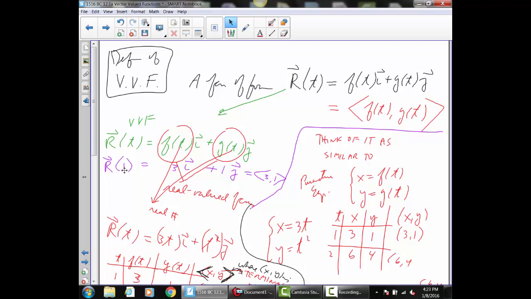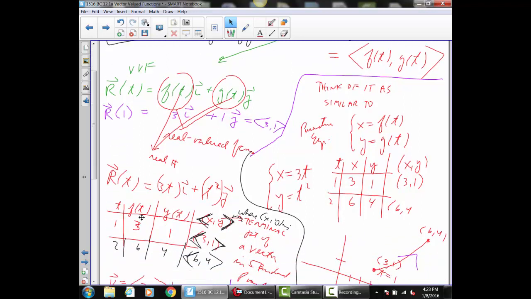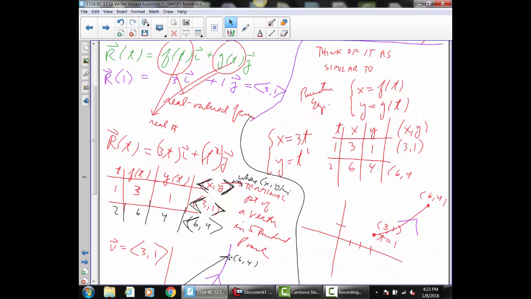So for example, you could figure out r of 1 by simply replacing the t by 1. You'd get f of t would be 3 times 1, g of t would be 1 squared, so that would give you in component form the vector 3, 1. If you plugged in t equals 2, you'd get the vector 6, 4. Now, this is going to be the terminal point, of course. The point 3, 1 is the terminal point of the vector 3, 1, and the point 6, 4.